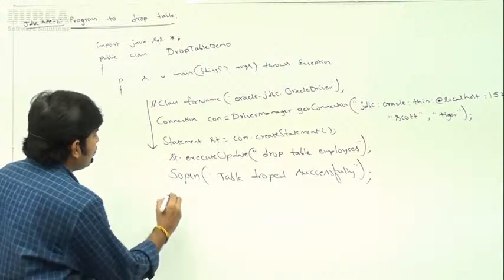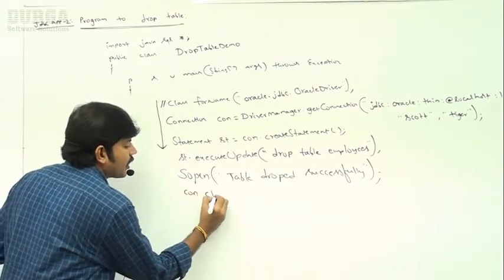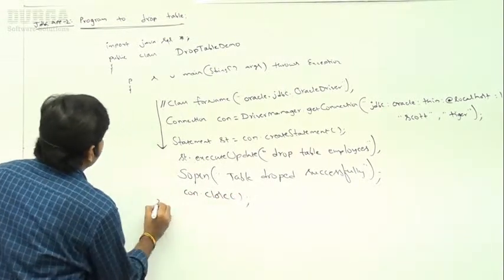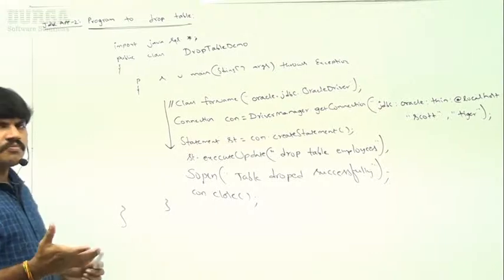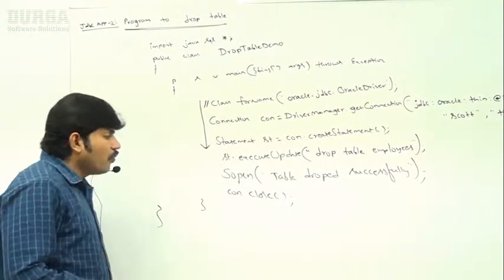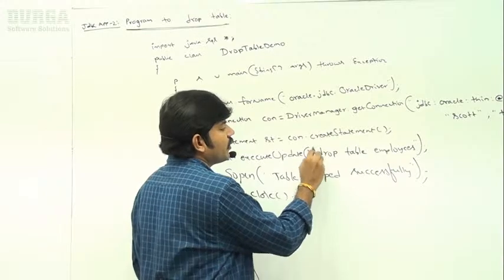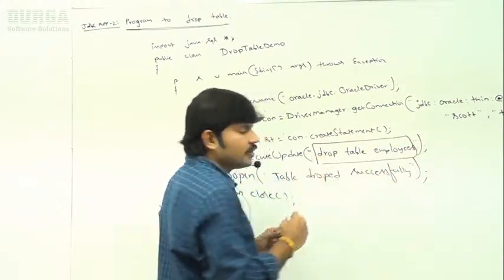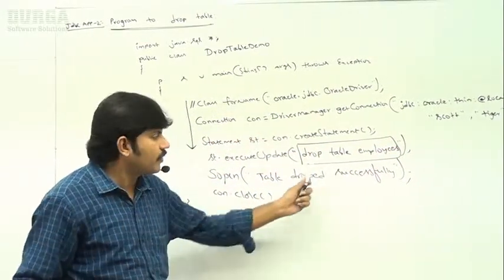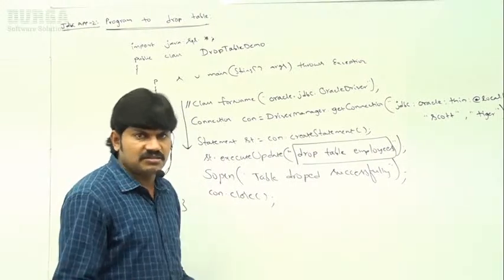After that, if you want, we can take con.close. Everyone can understand, sir? Simple. Everything is the same. The only difference is that the query will be changed. Sir, here what is the query? Drop table employees. Only the query will change. Except for that, the remaining code is always the same, sir.